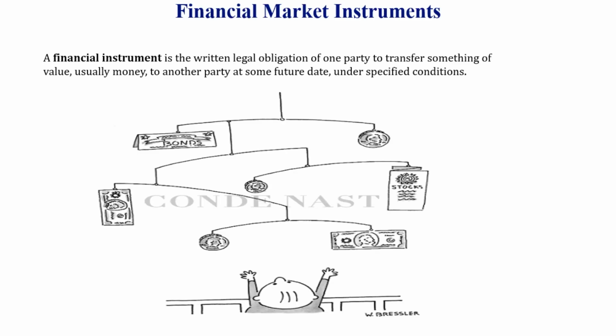First, I'm showing you a financial market instrument just to give you an idea. I have given a formal definition here. A financial instrument is the written legal obligation of one party to transfer something of value, usually money, to another party at some future date under specified conditions. You can see in the picture it has written bonds, equity, stocks, etc. So it's already mentioned here. Let us go through it one by one.